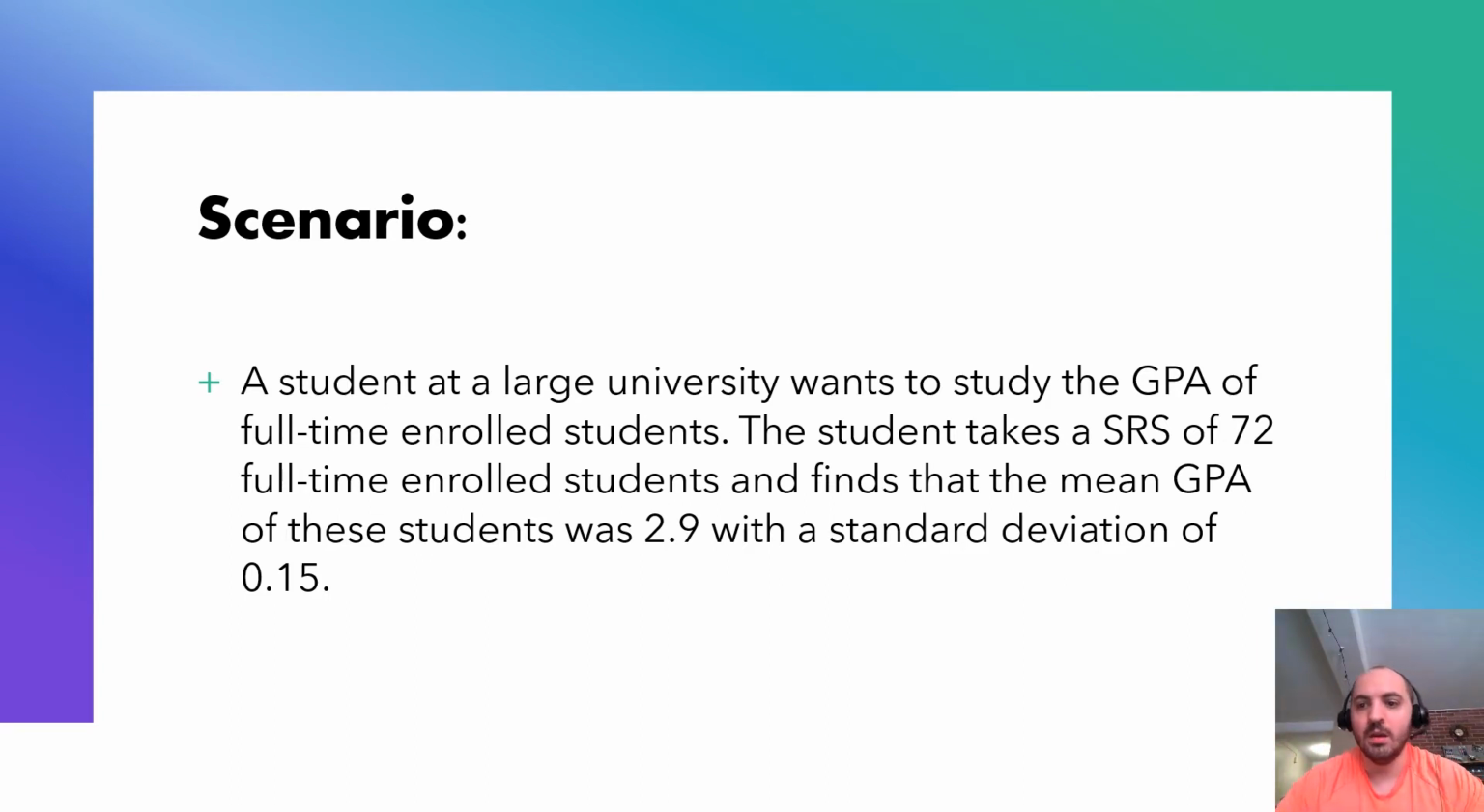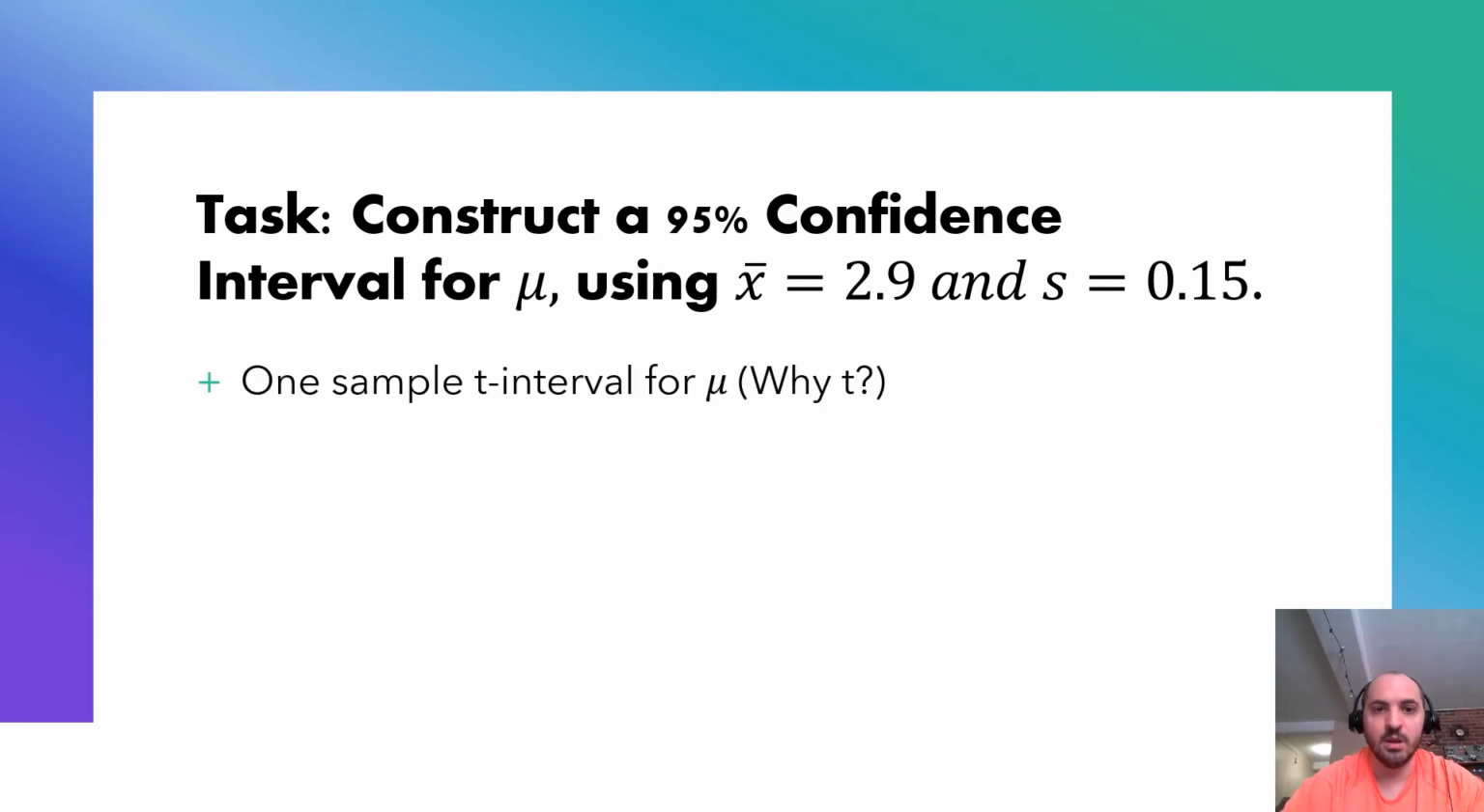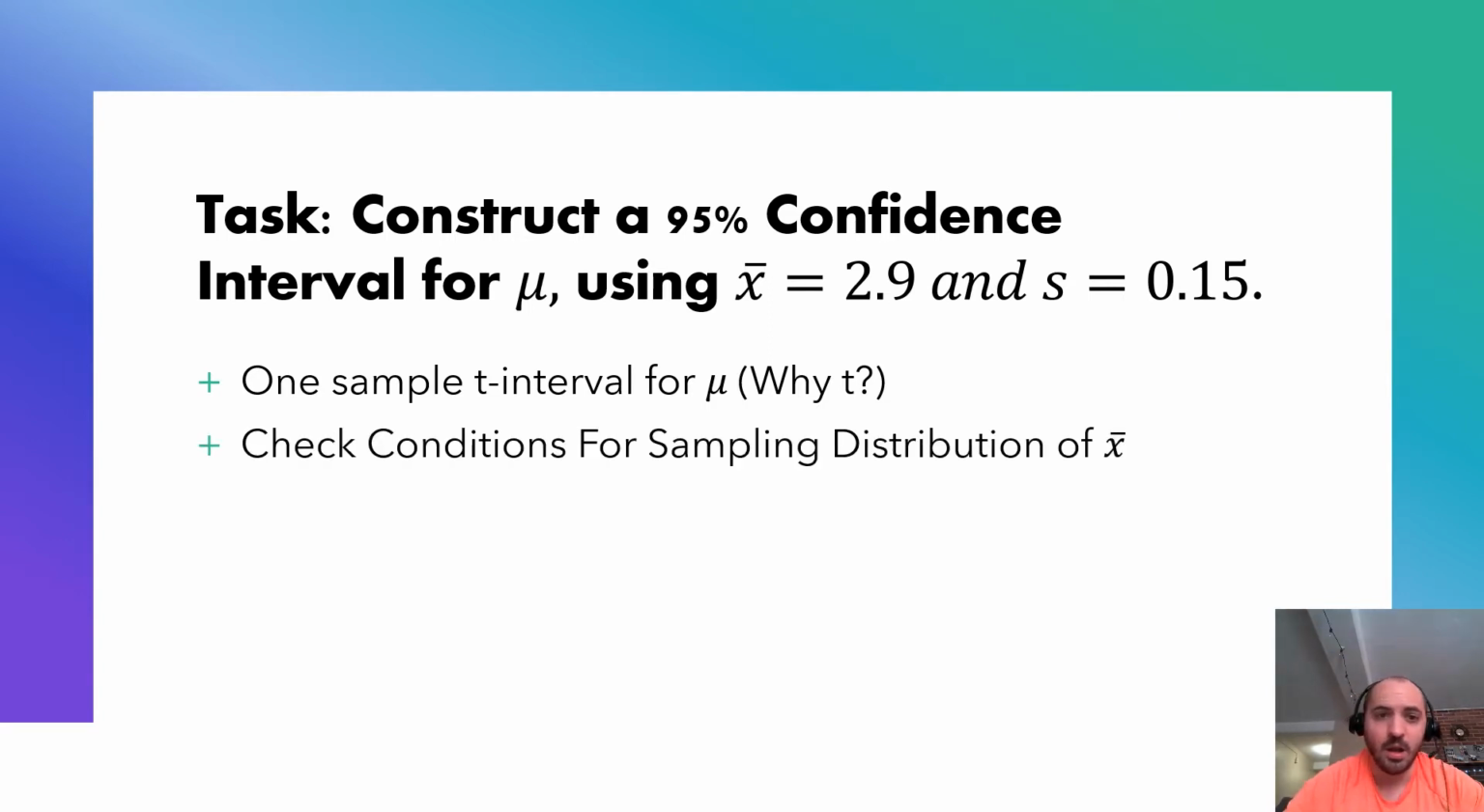Now, to do this problem, they want to construct a 95% confidence interval to try to give some plausible values for the actual true population mean GPA. And they're using their sample statistics, so this point estimate and the sample standard deviation. So we want to know, why are we using a t-interval and not a z-interval here? So that's really what this video is about.